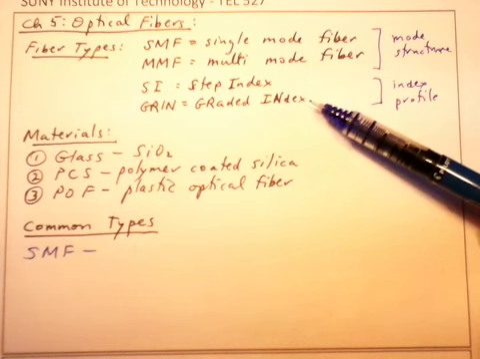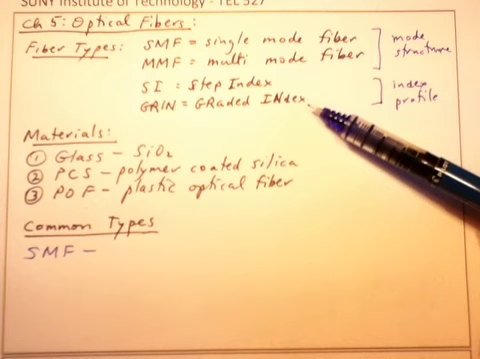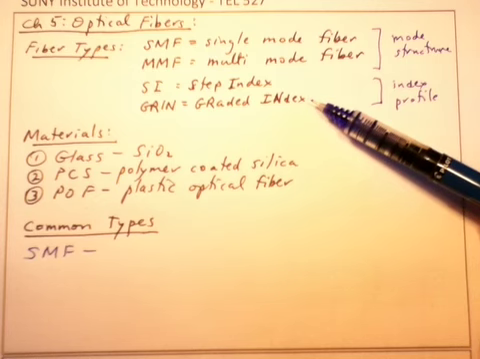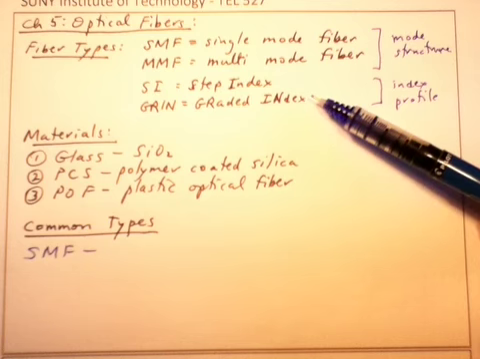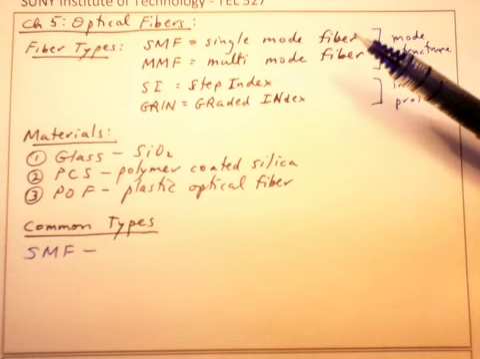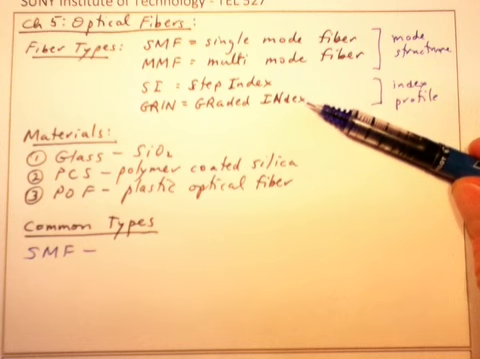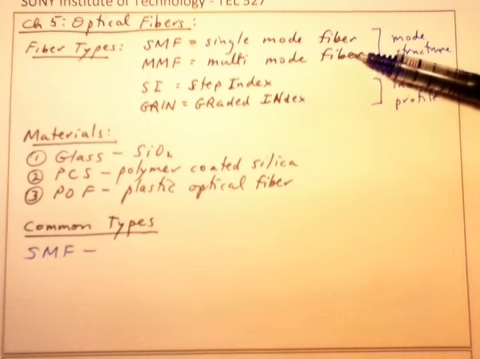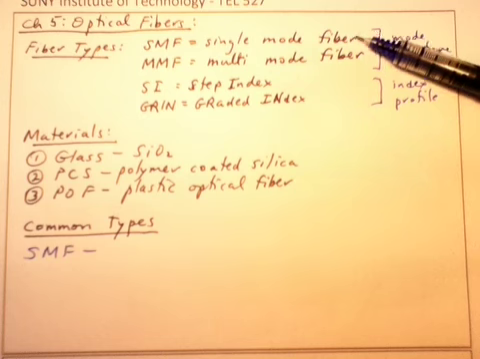We've talked about graded index fibers when we talked about a grin lens, a graded index lens. The graded index fiber is basically the same idea, typically a parabolic index profile, just like the grin lens that we talked about from Chapter 2. And we will see that graded index fibers are used most often in the multimode variety, and that step index fibers are used most often in the single mode variety.